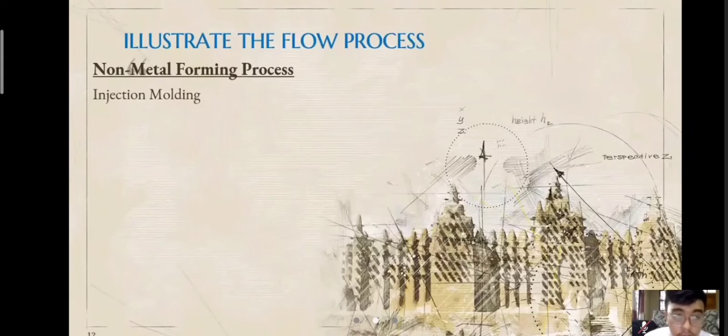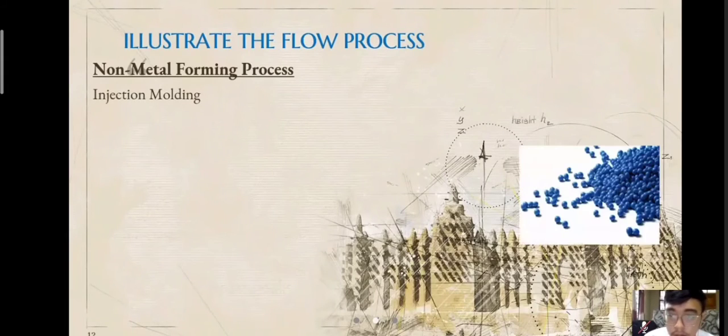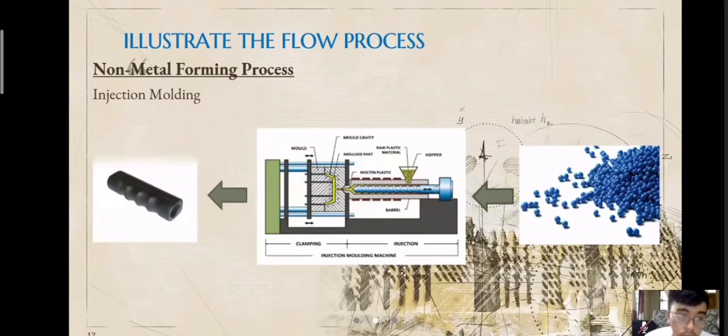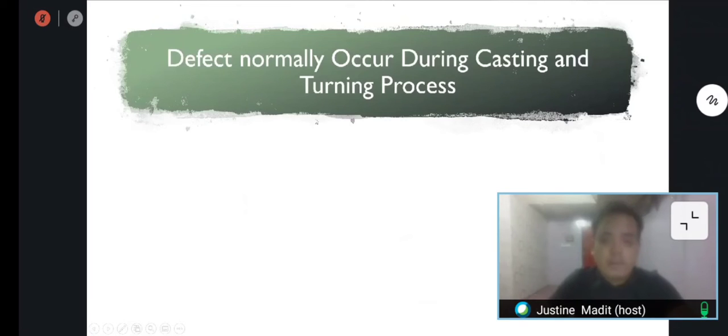This is the injection molding process from the pellet to the injection molding machine and the end product, which is the handle of the Stormbreaker. Now we will see what defects normally occur during the casting and turning process.